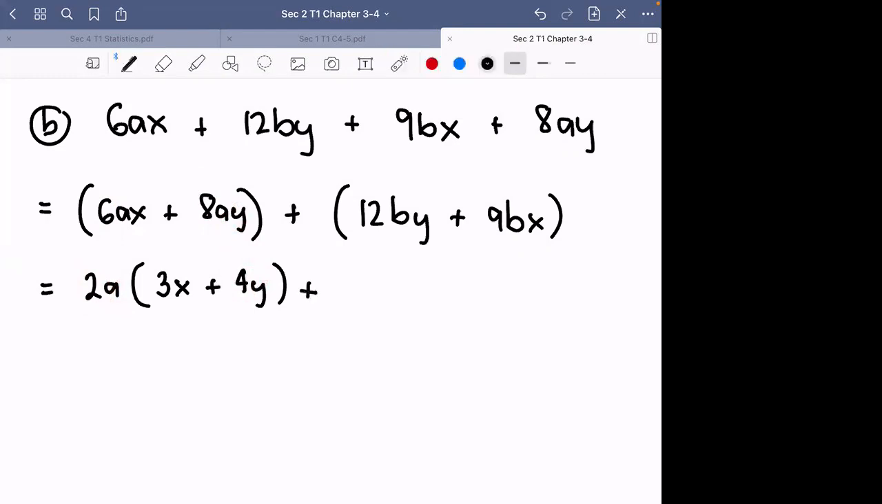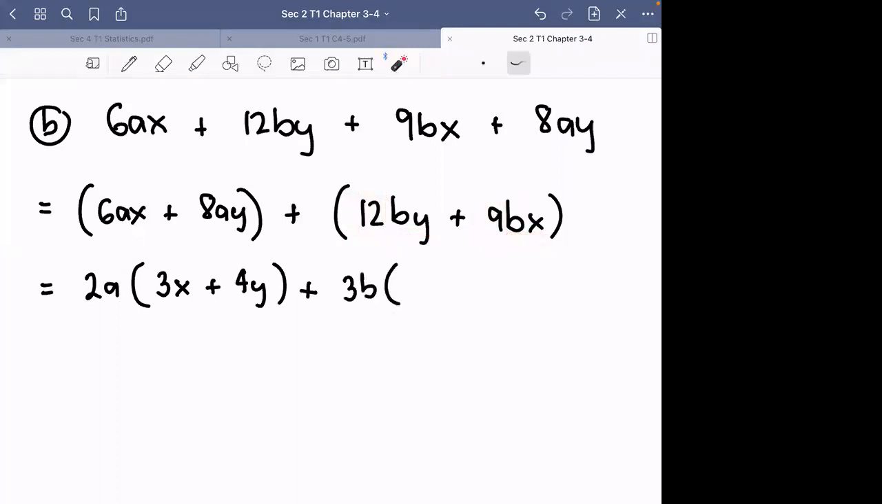So let's continue with the second group. What's common between these two here? 12by and 9bx. So we have numbers, so we have to find the HCF of 9 and 12. 3. Divided by 3. How about a common variable? b. Right, 3b.